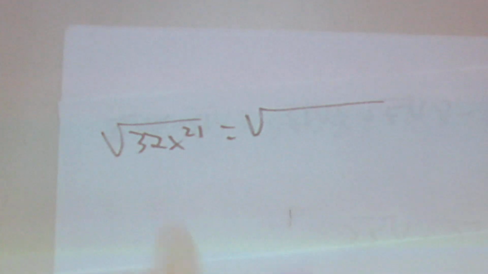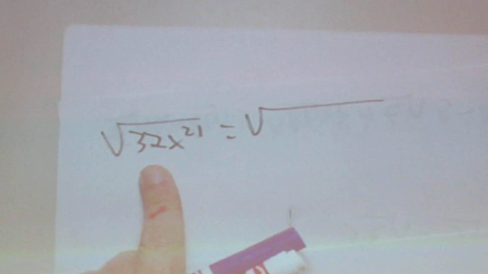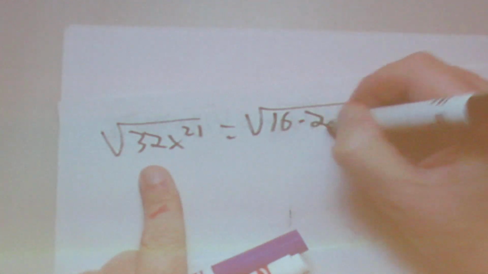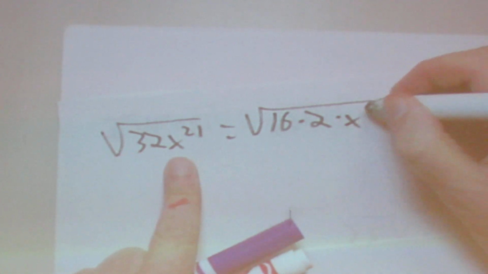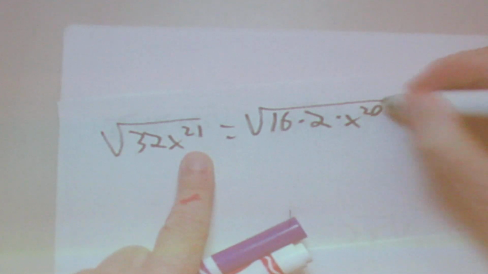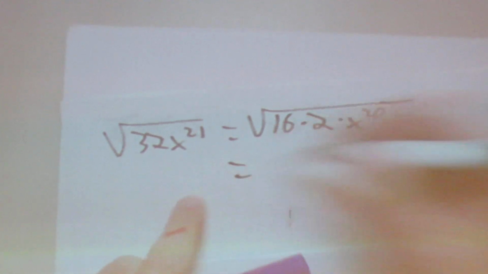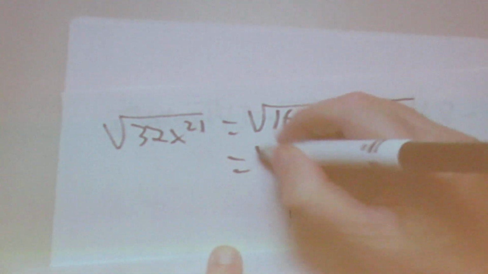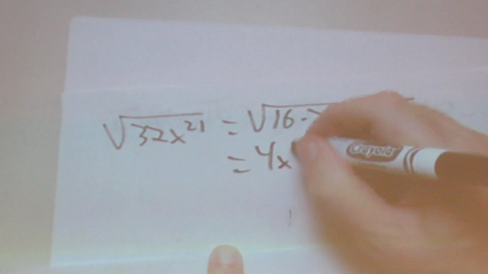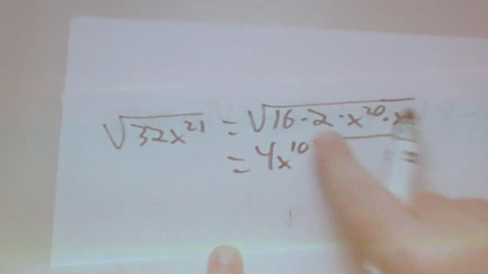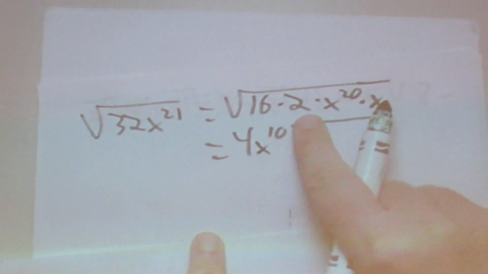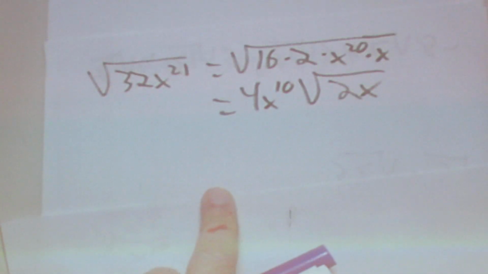Then we're going to have some that aren't perfect squares. So let's say that we have square root of 32, x to the 21. We're going to find a perfect square that goes into 32. The biggest one is 16. So we're going to rewrite this as 16 times 2, and then times x to the 20, since 21 minus 1 is 20, and then just x to the 1. So now we can take the square root of 16, which is 4, x to the 20 becomes x to the 10, and still inside the square root is the 2 and the x.